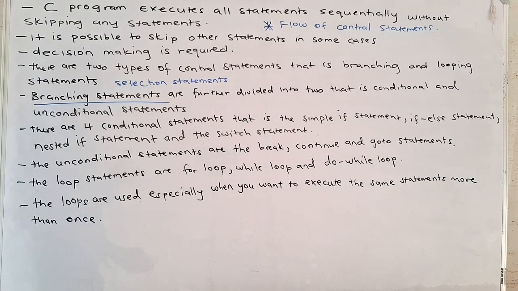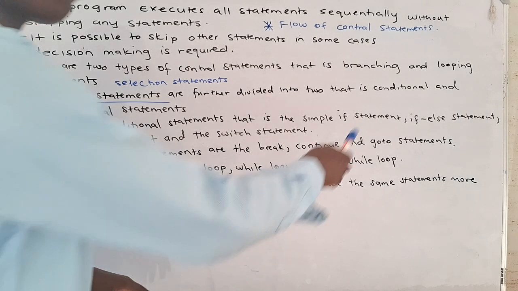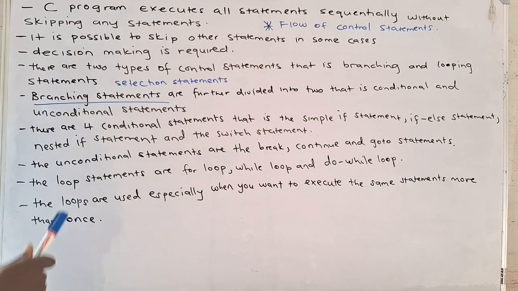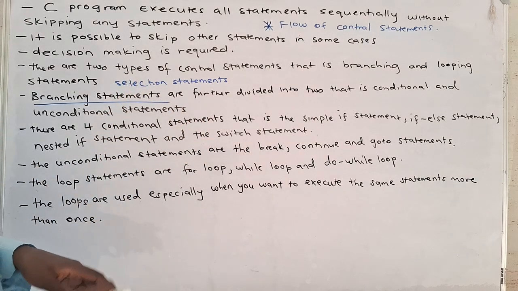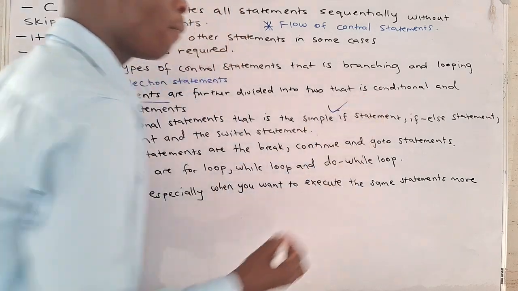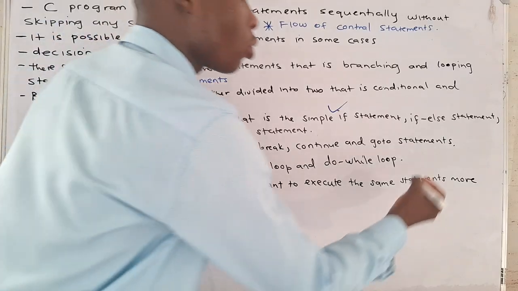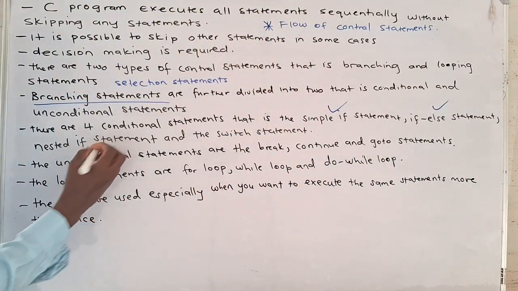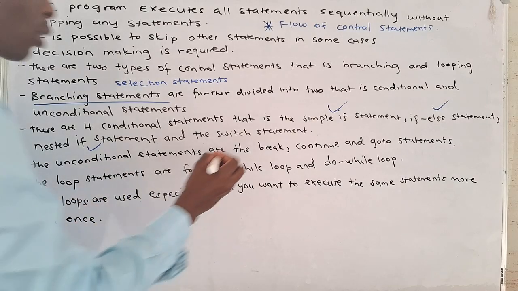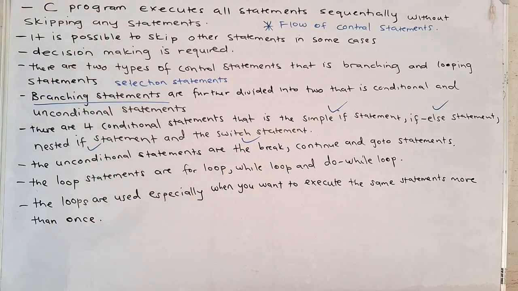There are two types of selection statements: conditional selection statements and unconditional selection statements. The conditional statements are further divided into four: the simple if statement, the if-else statement, the nested if statement, and the switch statement. These are the conditional statements that we have in C programming.